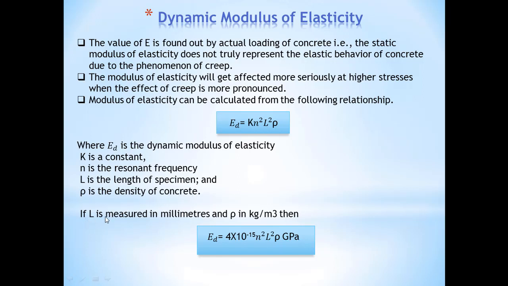Next, if L is measured in millimeters and rho in kilogram per meter cube, then we can calculate the dynamic modulus of elasticity using this formula. ED is equal to 4 into 10 power minus 15 into N square into L square into rho GPa.